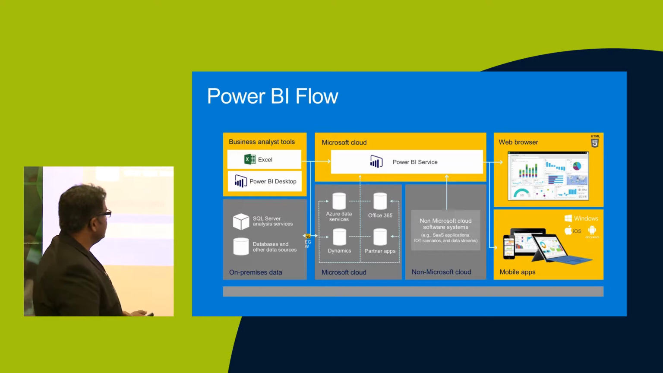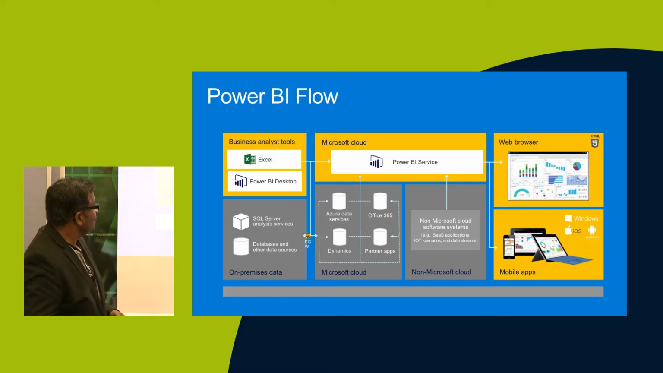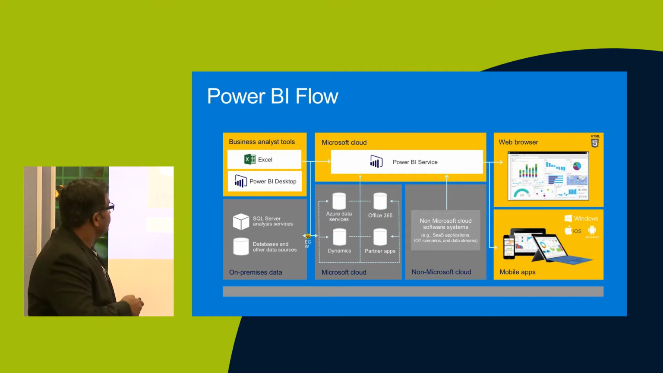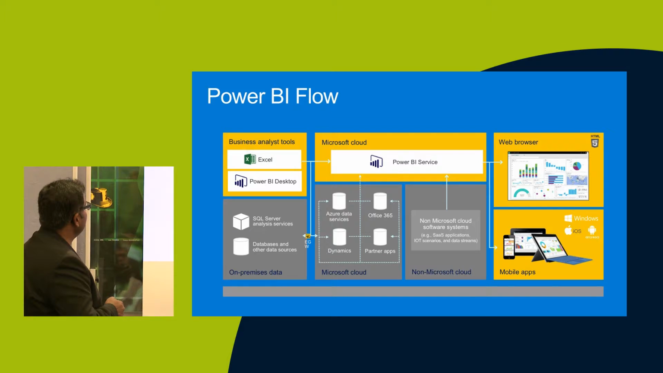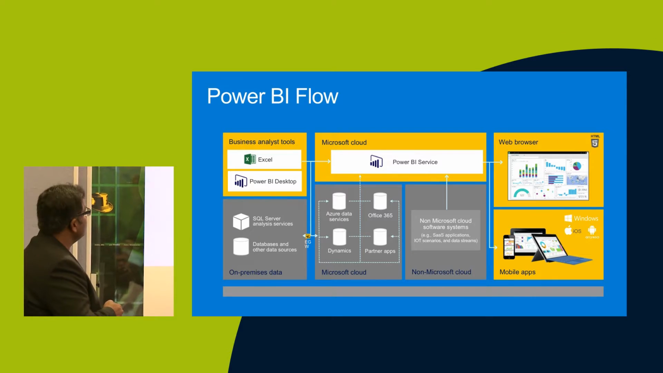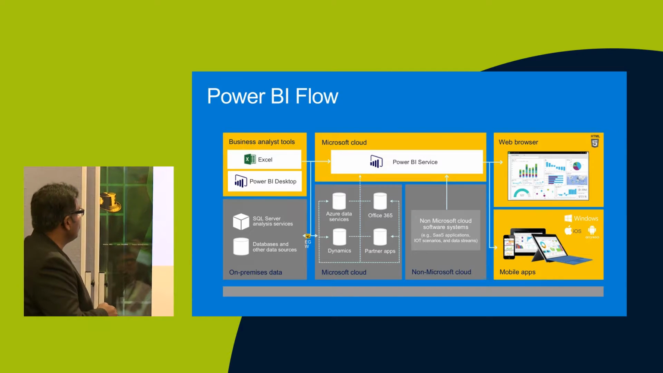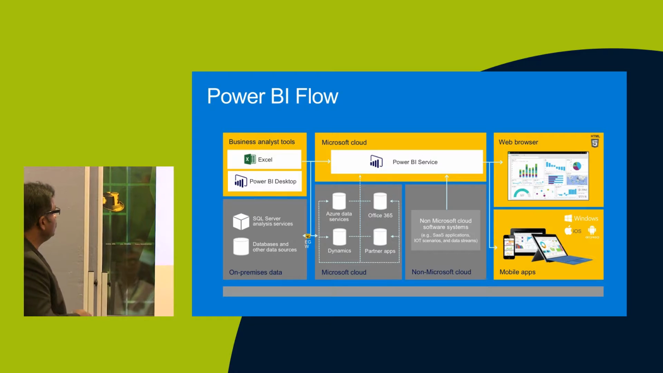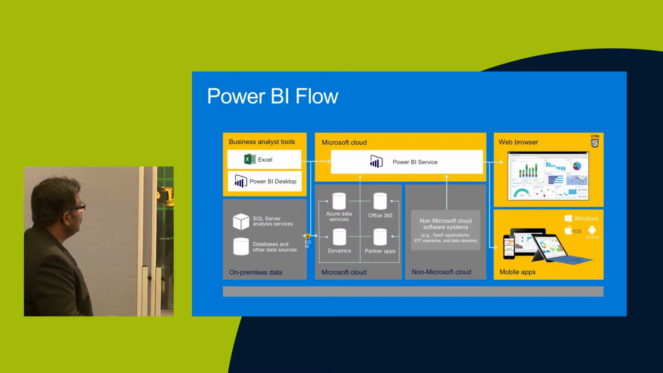And when you look at Power BI, this is the data flow view of Power BI. So here you have business analysts who are preparing reports, essentially in Excel in terms of pivot tables or pivot charts. And here you have interactive reports created using Power BI Desktop. Now what you see here is on-premise data sources. It could be SQL Server Analysis Services or other data sources. These reports directly connect to these sources, and you're publishing these reports to the Power BI service.